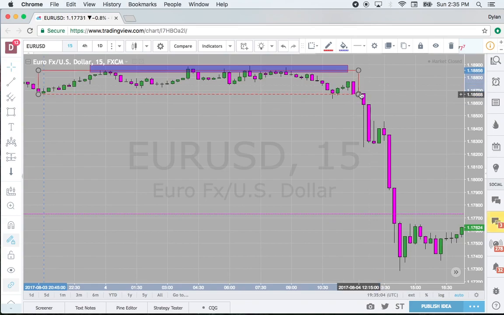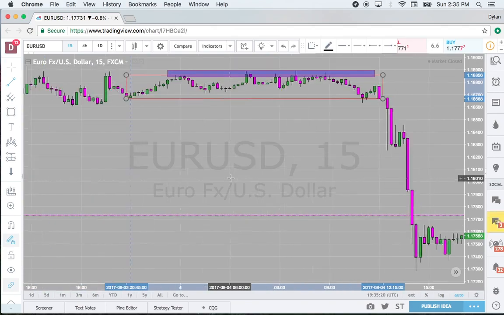You could have taken this as a sell right here. You didn't even need to sell up here, but that's basically what we teach. We teach to sell here instead of being a breakout trader, because breakout traders are losers. We're not losers.